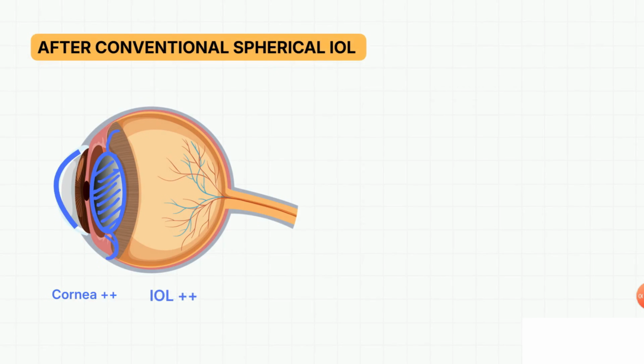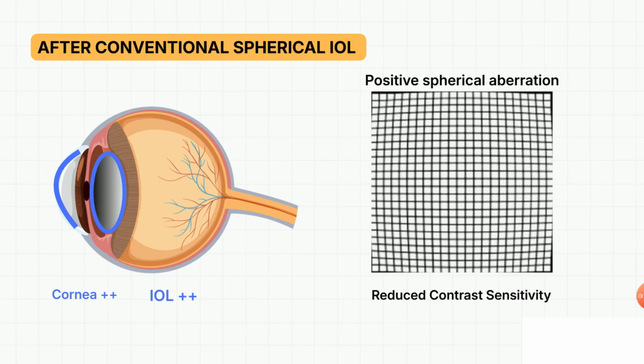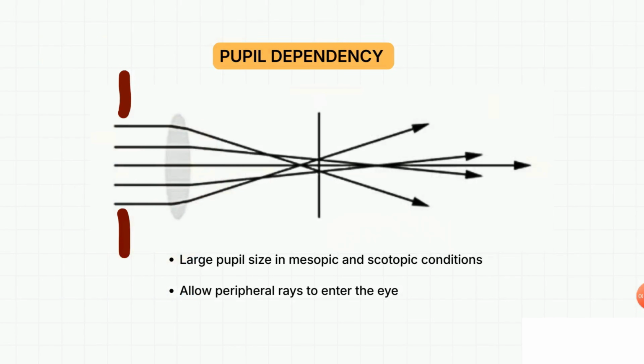Now imagine what happens after cataract surgery. If we implant a conventional spherical IOL, the spherical IOL adds positive spherical aberration, further increasing the total ocular spherical aberration. That's why traditional spherical IOLs tend to reduce contrast sensitivity, especially at the larger pupil sizes seen in mesopic or scotopic conditions. And yes, as I told you, this is pupil dependent. The larger the pupil, the more peripheral rays can enter the eye and the more spherical aberration starts to matter.